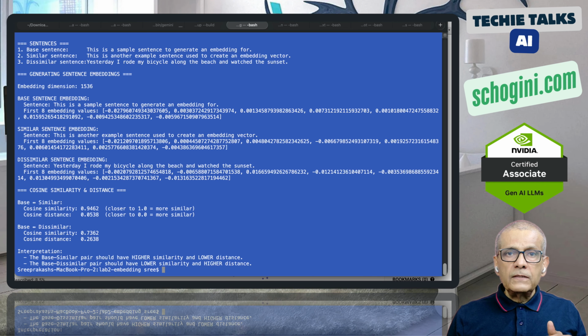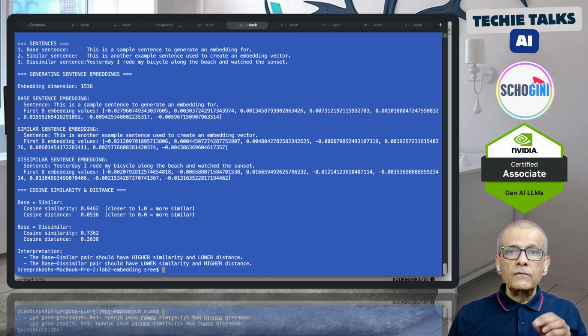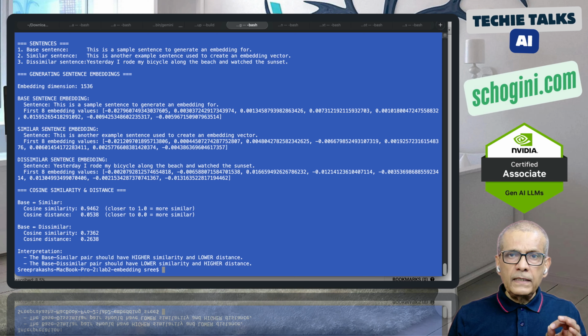But token IDs are not embeddings. Token IDs are small integers which are meaningless. Embeddings are high-dimensional floating point vectors. The model uses token IDs only to look up the embeddings from the embedding matrix. We will see that in this demo. So a token ID gets converted to an embedding vector like a dictionary lookup.